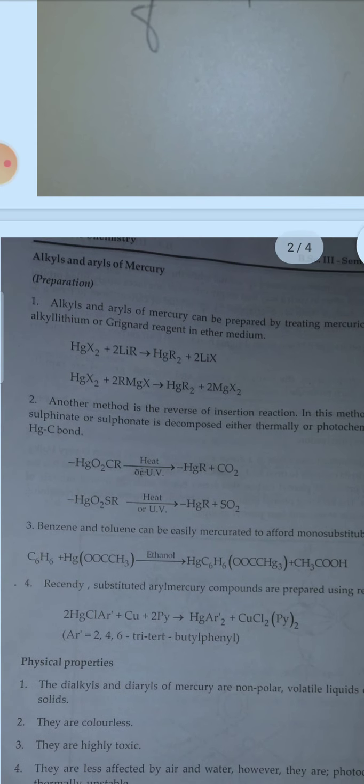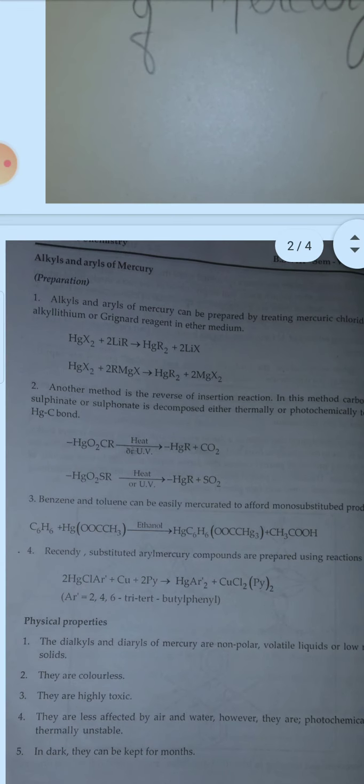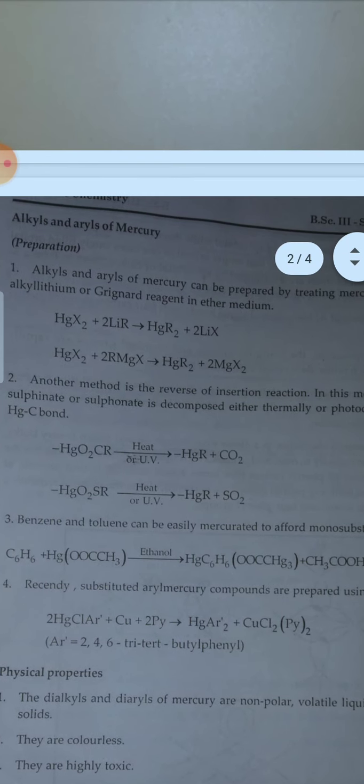Now whenever we talk about mercury, we first have to start with the preparation method. This is how the alkyls and aryls of mercury are prepared. There are various methods to prepare them. The first method is simply with the help of alkyl lithium or the Grignard reagent.